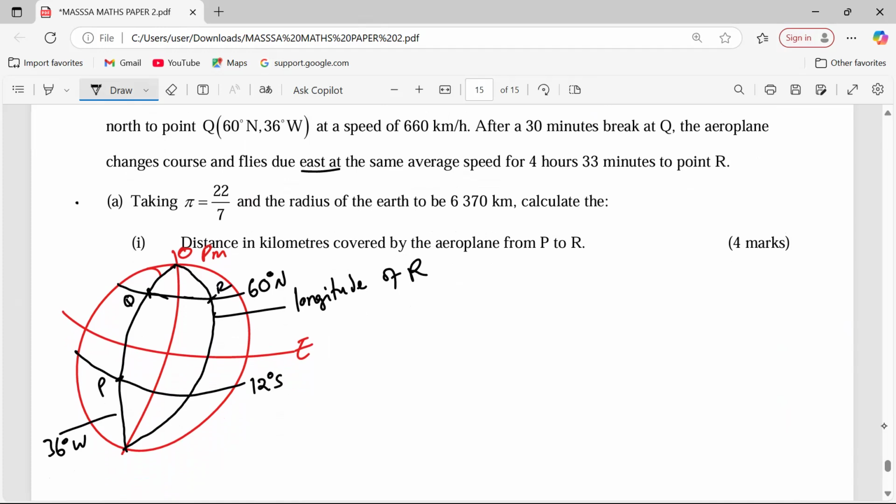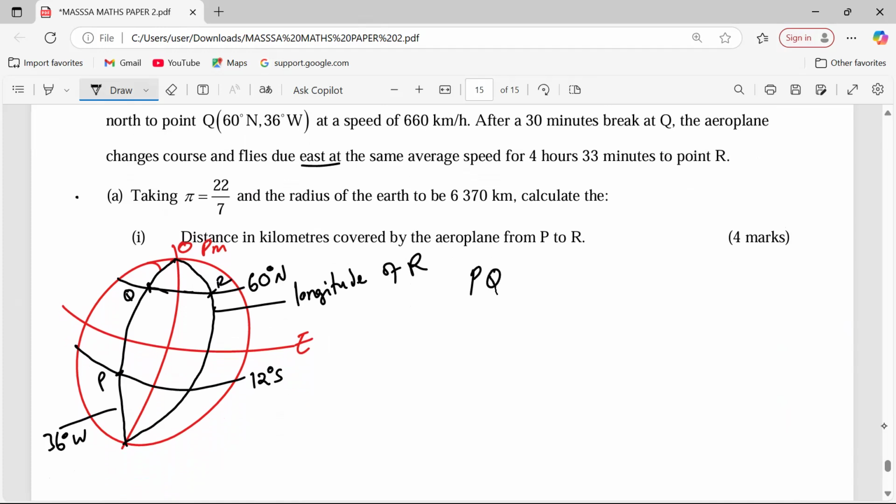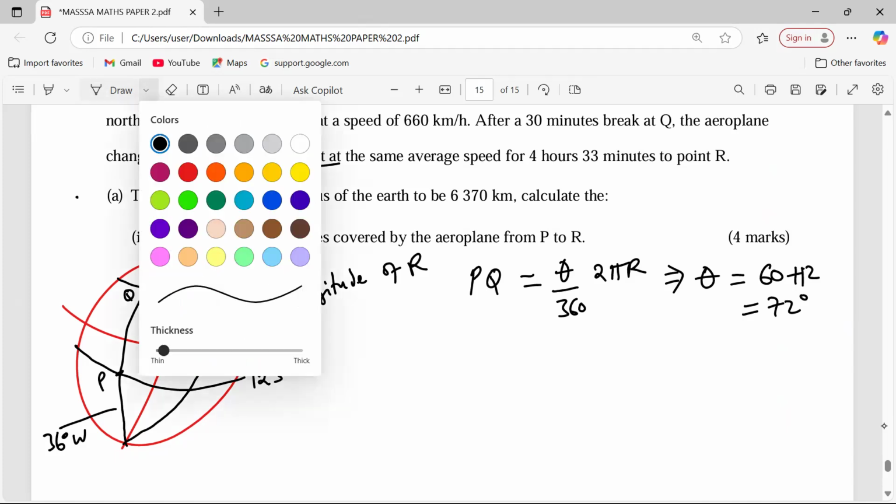Let's find first of all from P to Q. This distance is along a great circle, and the distance is in kilometers. So how do we get distance along a great circle in kilometers? We need beta over 360 times 2 pi r. Now we should talk about what beta is. Beta is going to be 60 plus 12, which is 72 degrees, because we need the latitude difference.